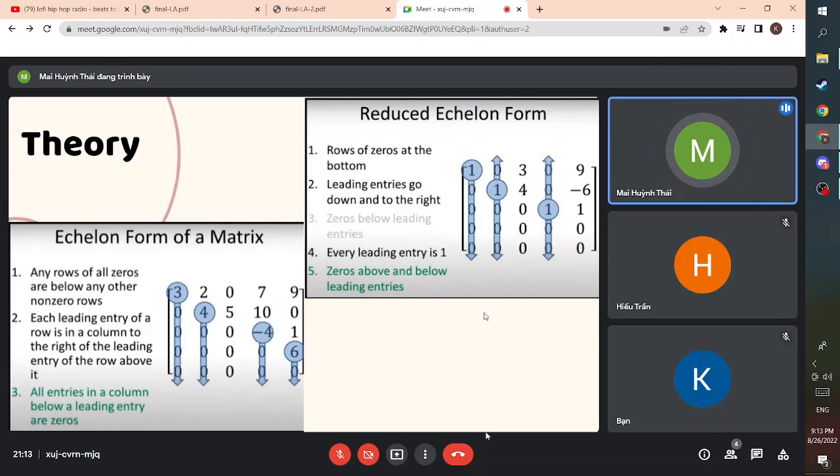The leading entries are non-zero numbers on the row, and we see we have a one nearly in the middle of the row. So it is much different from the echelon form of the matrix. That is our theory. You see we have x1, x2, and x3 here, and for the echelon form of the matrix, we have x1, x2, x4, and x5. That is the theory we need for this application.